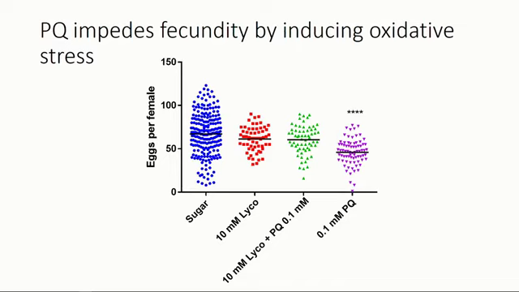So we did look at their ability to lay eggs. There's no difference in the mosquitoes that were fed paraquat versus sugar in their ability to lay the number of eggs versus otherwise. And then we see that lycopene has no effect when you feed it to the mosquitoes by itself. But when you feed paraquat plus lycopene, we see a return to normal baseline for egg number. So this tells us that paraquat's mechanism for reduction of egg number is through oxidative damage.